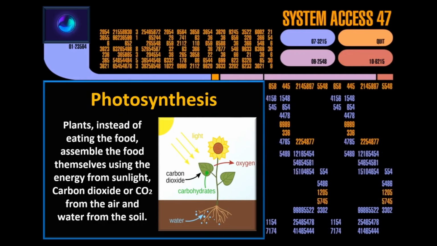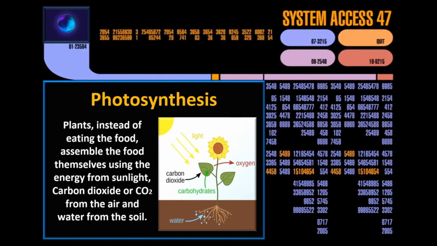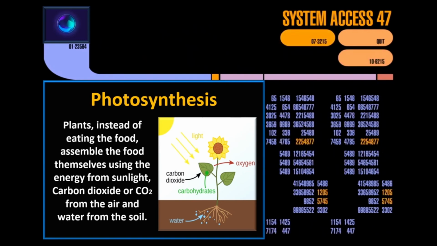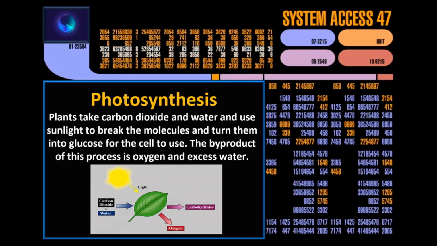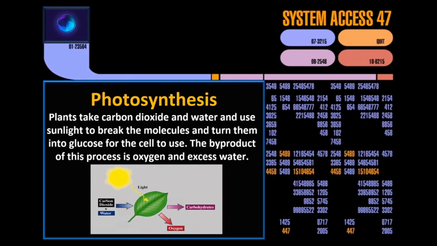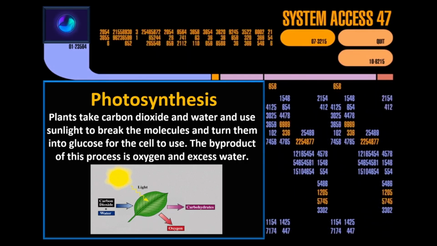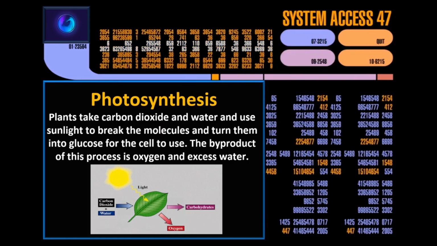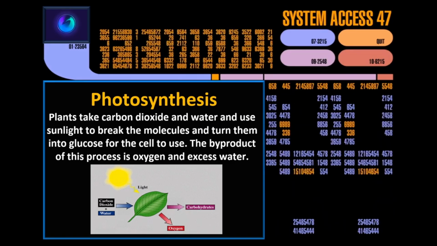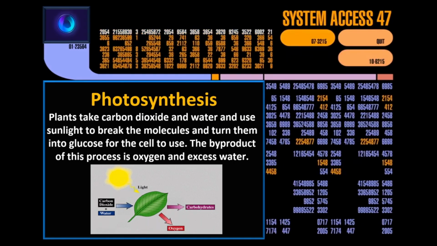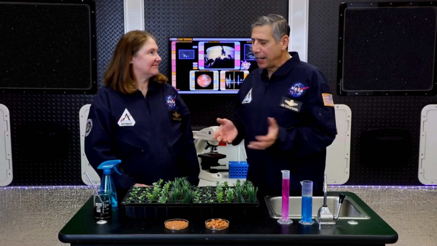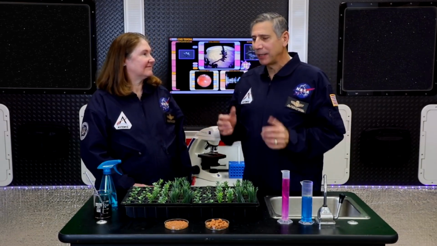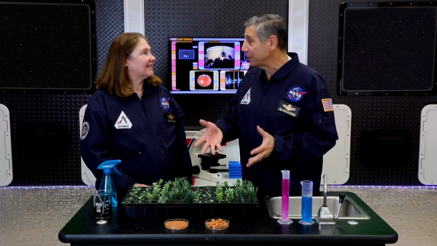Plants, instead of eating the food, assemble the food themselves using the energy from sunlight, carbon dioxide or CO2 from the air, and water from the soil. This process is known as photosynthesis. Plants take carbon dioxide and water and use sunlight to break the molecules and turn them into glucose for the cell to use. The byproduct of this process is oxygen and excess water, which is given off by the plant. That was a great explanation, Aurora. You see, Professor, it's understanding concepts like these that allow us to learn how to grow plants on other planets.